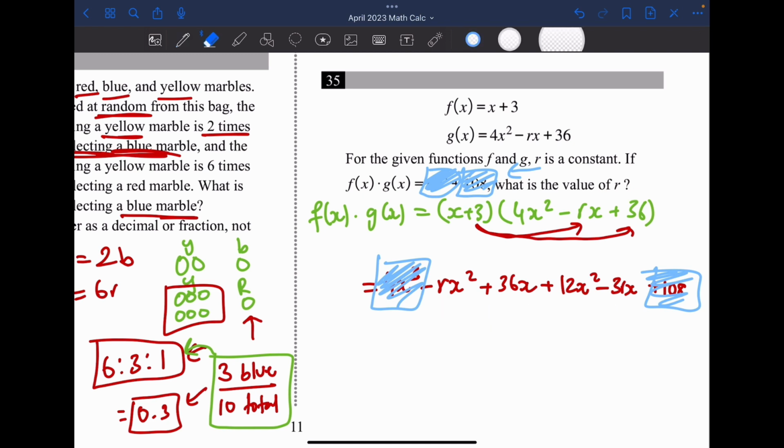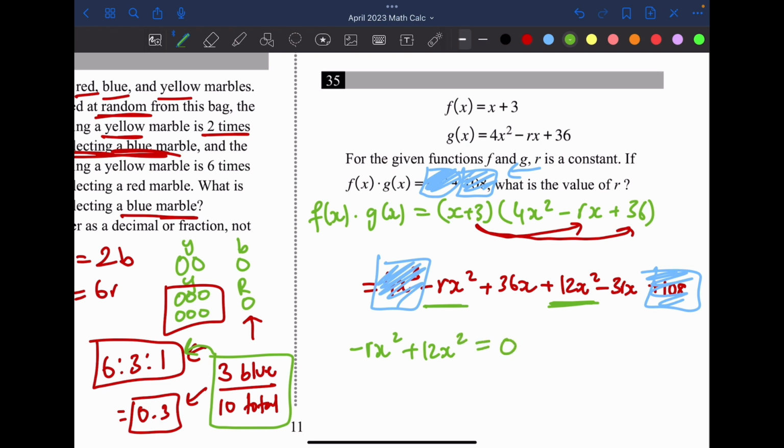Okay, for example, if you combine the x squared terms first, so negative rx squared is what we have here, and we also have a 12x squared here, plus 12x squared. This should give you 0, because we need to get rid of it somehow, since it's not in this equation that we got in the question. Okay, same with 36x and negative 3rx. So 36x minus 3rx should also be equal to 0, because we somehow need to get rid of it because it's not there in the question.